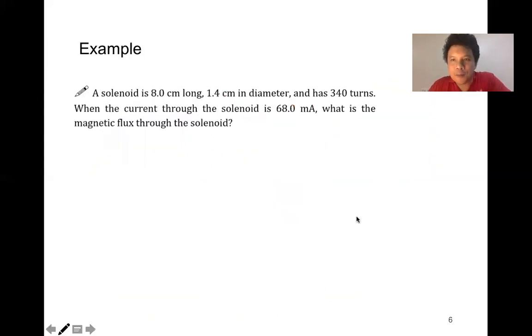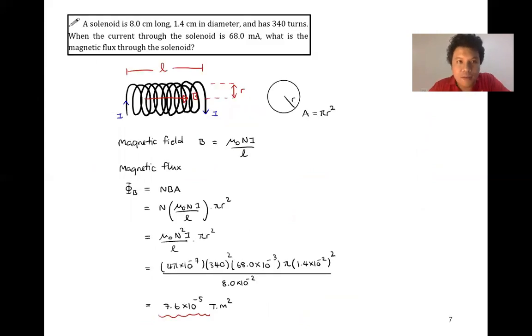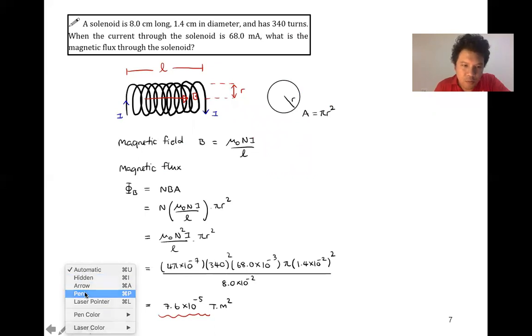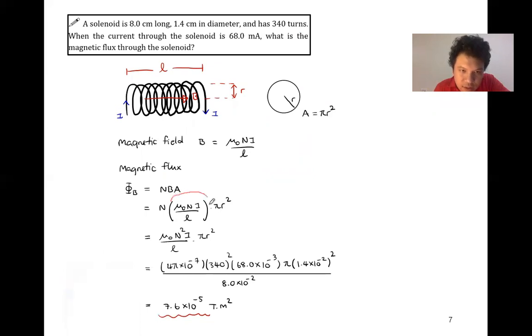Okay, so now let's have some calculations on the magnetic flux. We're discussing a solenoid. In the last lecture we learned how to calculate the magnetic field from a solenoid, using the formula derived from Ampere's law. Please see the last lecture for this formula.